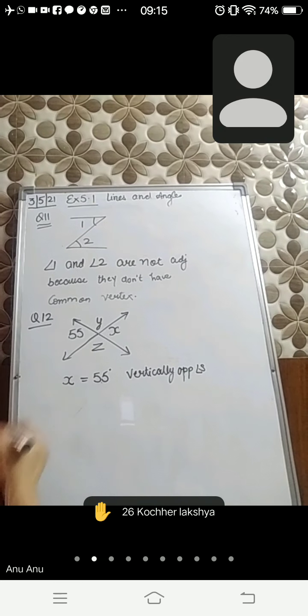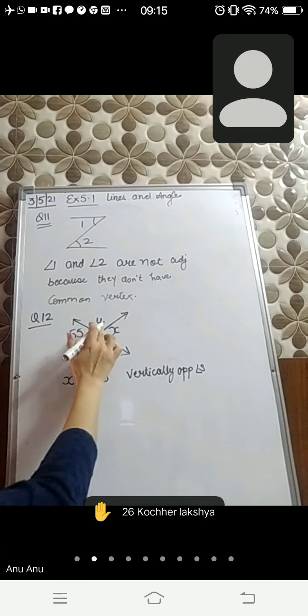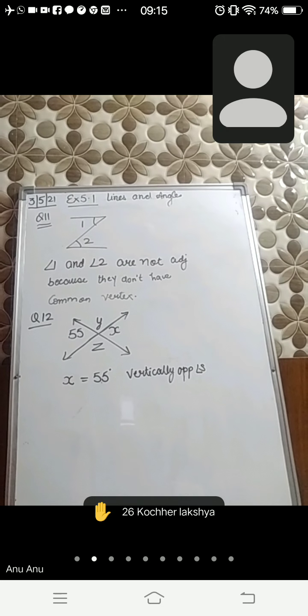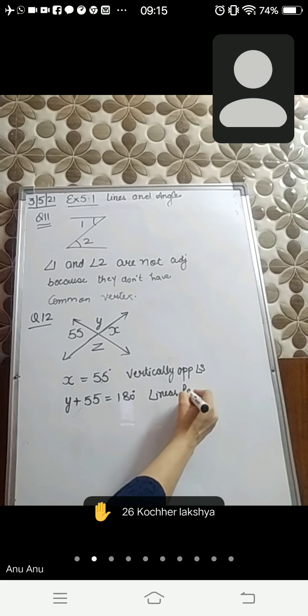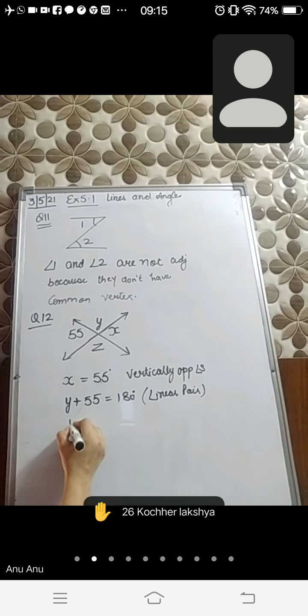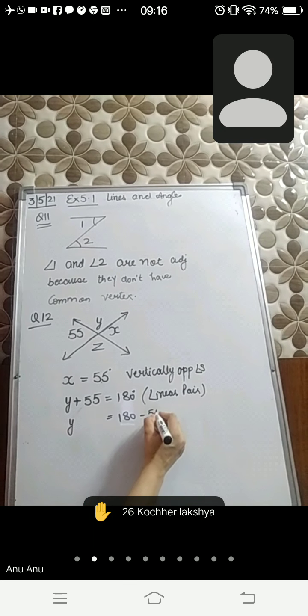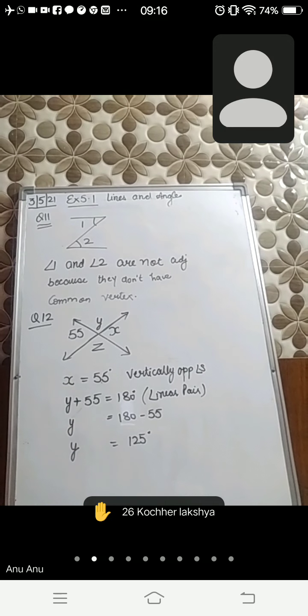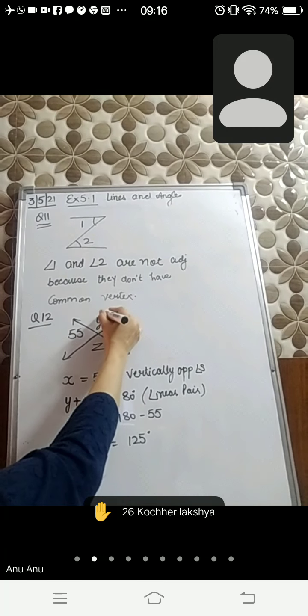For the next angle, you see that this line is a straight line and the angles above this line, Y and 55, are forming a linear pair. So Y and 55 will give you a sum of 180 because they are forming a linear pair. So angle Y is 180 minus 55, that is 125 degrees. So the value of Y is 125.